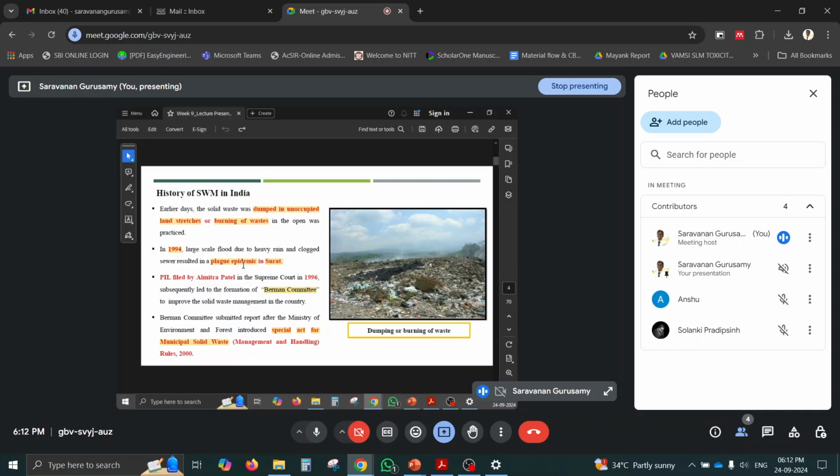In earlier days, the solid waste was dumped in unoccupied land stretches. That's what I have mentioned about dump sites. Dump sites are different from landfills. A landfill is a scientific containment of municipal solid waste, but a dump site is an open disposal of solid waste on land without any proper containment, which may affect human health and the environment. They would dump in unoccupied land stretches, or burn the waste at the generator sites itself, in the backyard or in an open area. They would simply burn the solid waste. Those are the two options they followed in the earlier days.